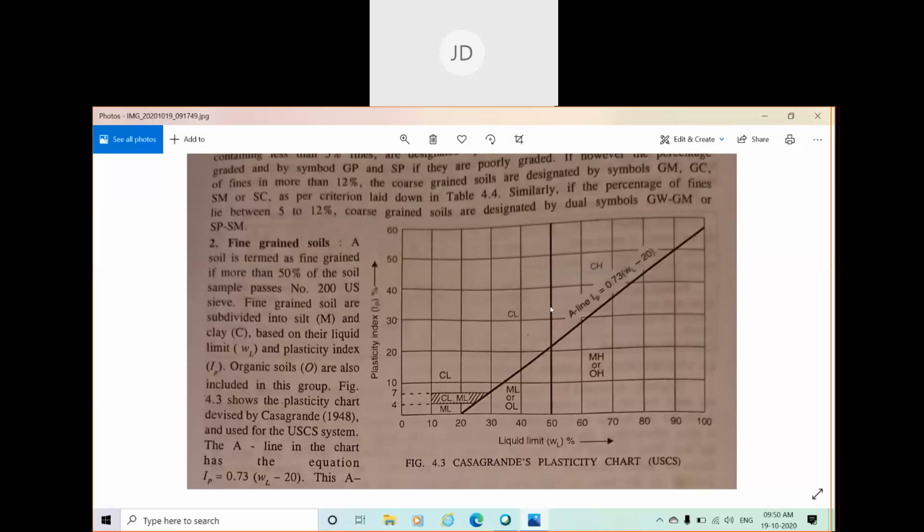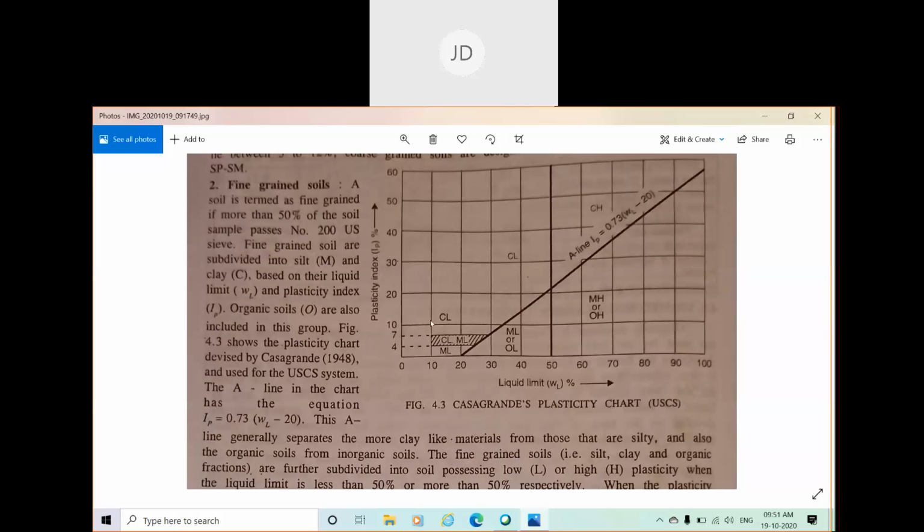Similarly, if the soil parameters, liquid limit and plasticity index, fall here, that means we can say low plastic clay. Similarly here, highly plastic silt or highly organic soil. Now here, low plastic silt or low plastic organic soil, like that. Fine.